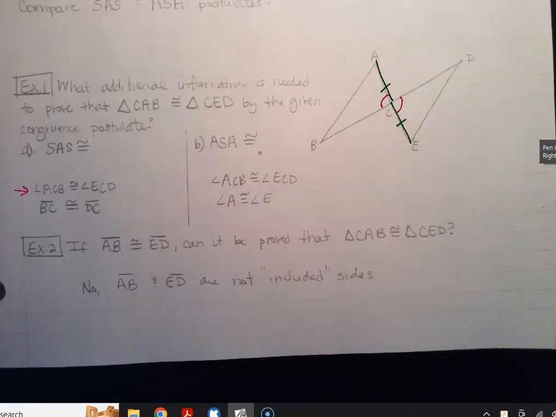Could you do side DE and side AB? Okay, if we did DE, is that side with the angle in between and a side? If we did side DE, is that side touching an angle that's touching the other side? Is the angle in the middle of the two sides? So we can't do side DE. It would have to be that we do CD is congruent to CB.